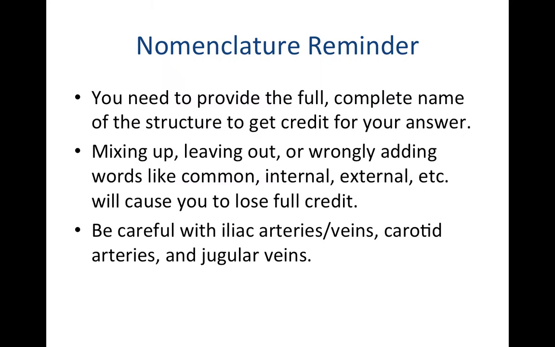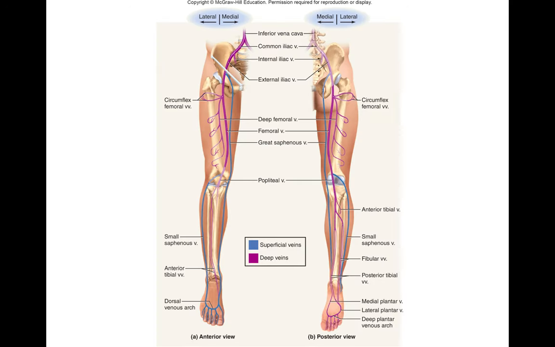Make sure that when you are putting down your answer choices and you're writing out your responses, give the full complete name, which means you need to include right, left, you need to include words like internal, external, or common, and you need to include words like artery and vein. You have brachial arteries and brachial veins, internal and external iliac arteries and veins. So be careful not to mix them up and make sure you include all of the words to give a complete answer.